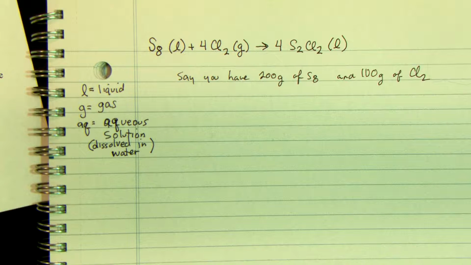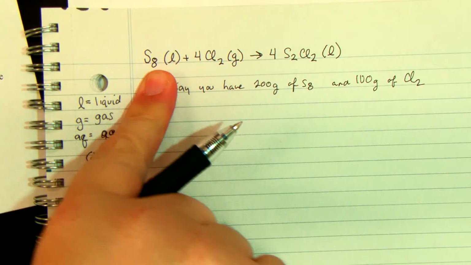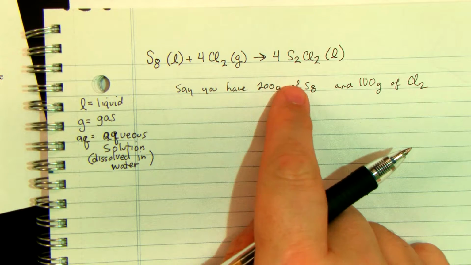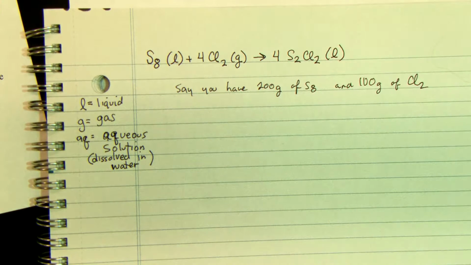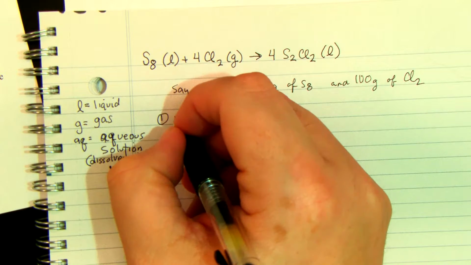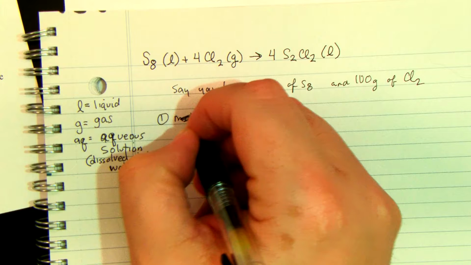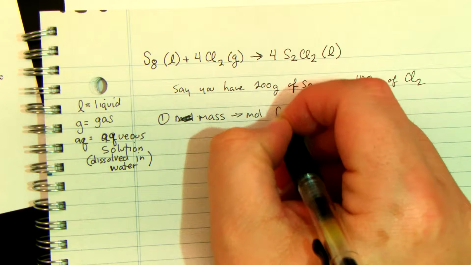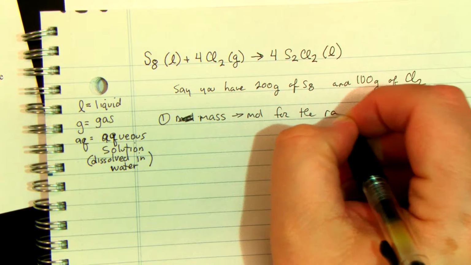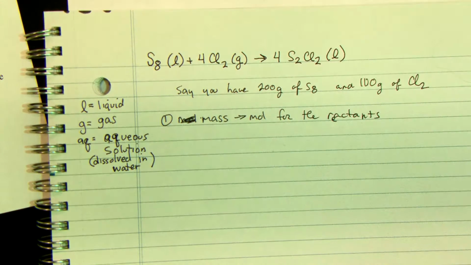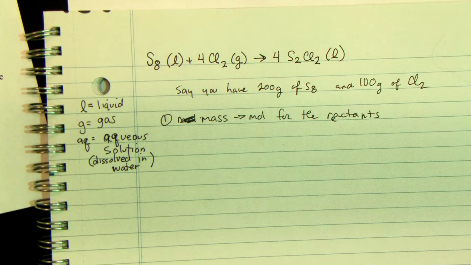Alright, so we've got our limiting reactant situation going on here. I've got the sulfur, I've got the chlorine, I have the disulfur dichloride. Now, our first step is we're going to have to go mass to moles for the reactants. So we're going to go mass to moles for the reactants.